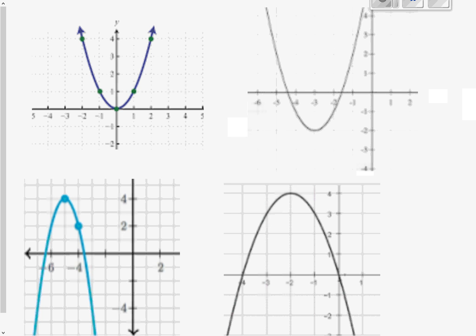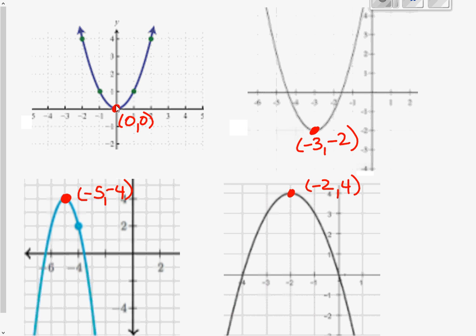So on our first graph, the top left here, we can see our vertex is right here at 0, 0. If I just move over to my right, I can see my vertex is right here at -3, -2. If I'm looking down bottom left, I can see a vertex right here, and that point is at -5, -4. And if I look over to this last parabola, I can see I have a vertex here at -2, +4.